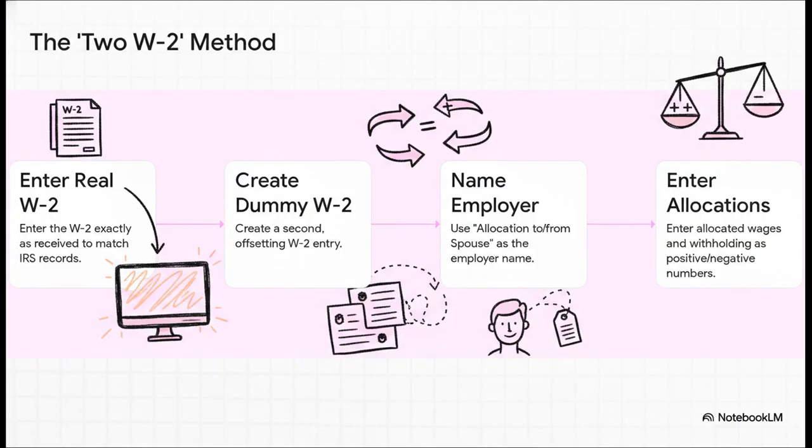So because a lot of software is just hardwired to dump W-2 info straight onto the 1040, practitioners have come up with this really clever workaround. We call it the 2W2 method. It lets you enter the real W-2 to keep the IRS computers happy, but then you use a second, offsetting entry to get to the correct net income on the return. It's basically a way to force the software to follow the law.